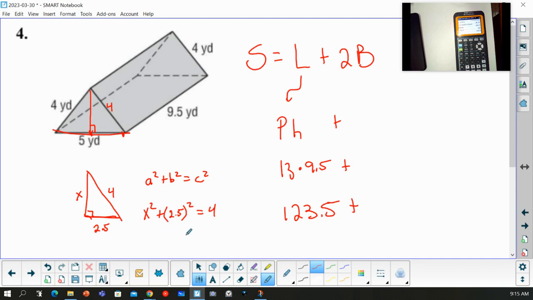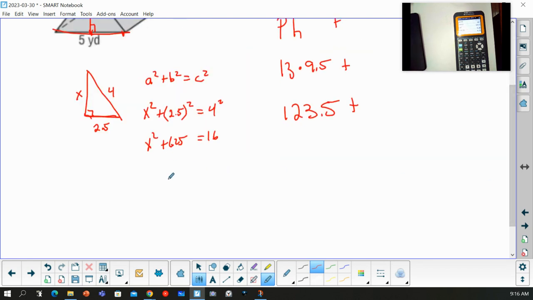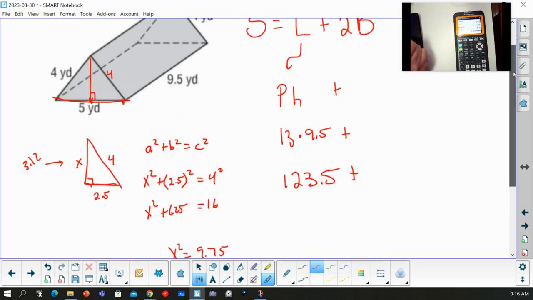4 squared is 16. 2.5 squared, I think it's 6.25, but I'm not sure. Yes, 6.25. So x squared plus 6.25 is 16. 16 minus 6.25 is 9.75. So x squared equals 9.75. Take the square root of both sides. So the square root of 9.75 is 3.1224, and it goes on. So I'm going to go with 3.12. So that's this number right here, 3.12. That's the height of this end piece right here.